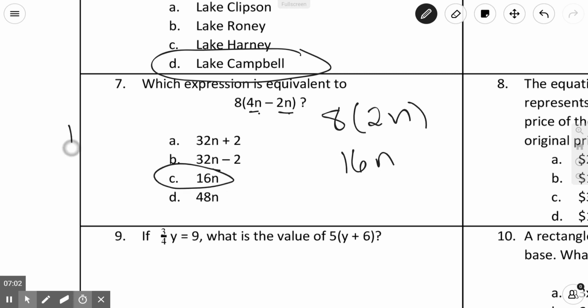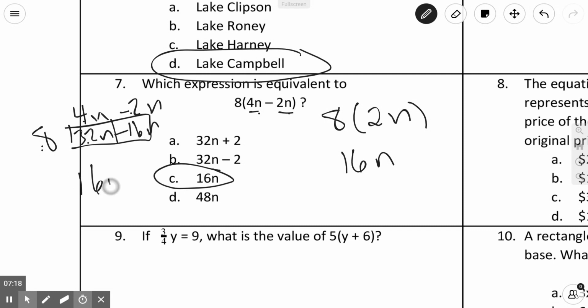A lot of people might use my box method and put 8, 4N, and then minus 2N. And this gives me 8 times 4 is 32 N's. And 8 times minus 2 is minus 16 N's. And then 32 minus 16 gives me 16 N's. Again, we end up with the same thing. So you're better off doing the inside parentheses first and then multiplying.